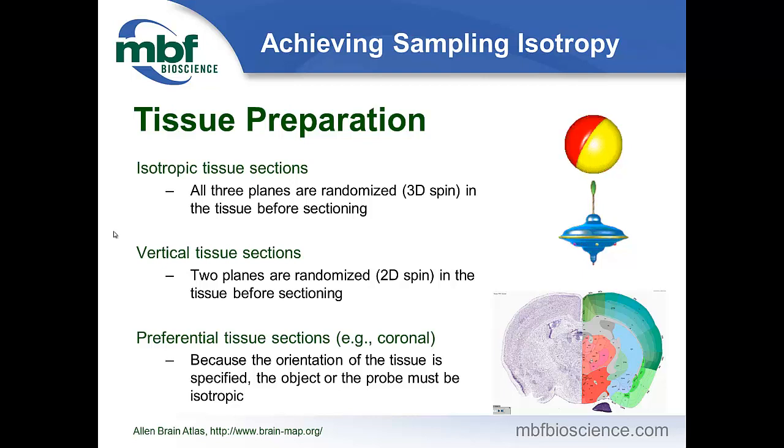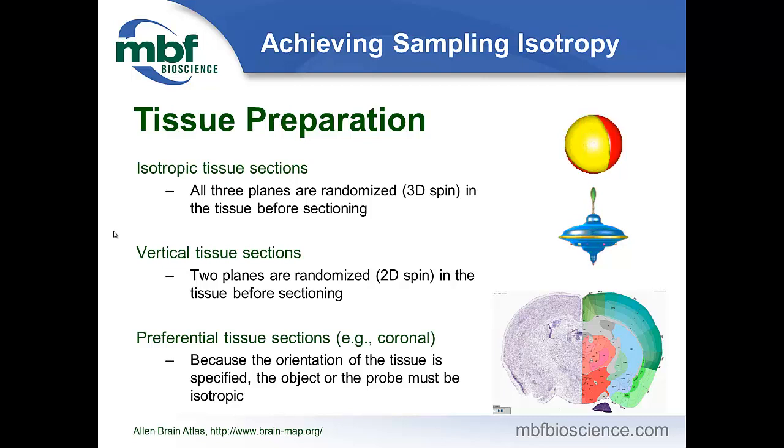Another method is to section your tissue using vertical sectioning. And in this case, two planes are randomized using a 2D spin in the tissue prior to sectioning. So that's why we have the icon of the top, spinning around, randomizing in two dimensions. A lot of organs lend themselves to vertical sections because they have a naturally occurring horizontal plane. For instance, skin can be stretched out, and then you can take a piece of the skin and rotate it randomly. That will randomize two planes of the tissue. That's a vertical section. Right.